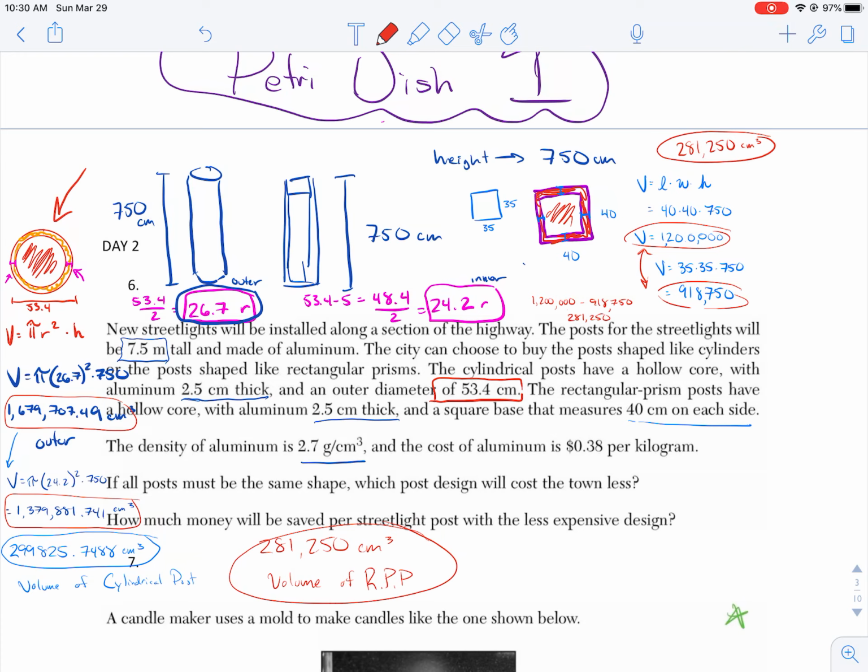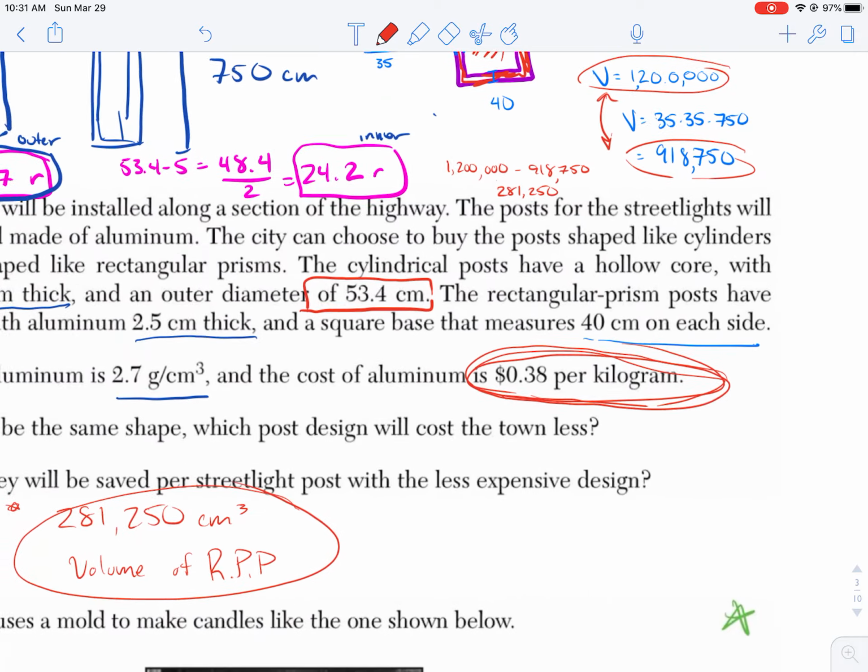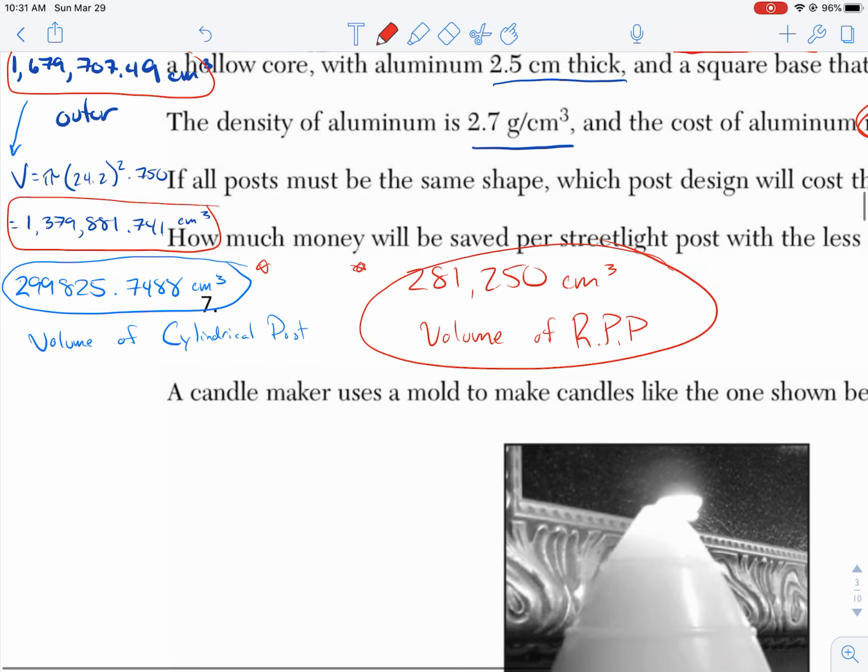Alright. So in order to find which post will cost the town less, okay, we must figure out what is going to be the cost of each of these posts to make, right? And so the cost of aluminum is 38 cents per kilogram. Okay, so in order to find that, we need to find what the mass is of both of these things right here, because we got the volume, we have the density of these two posts, but we don't have the mass. And once we find the mass, then we can determine how much this is going to cost the town to make.